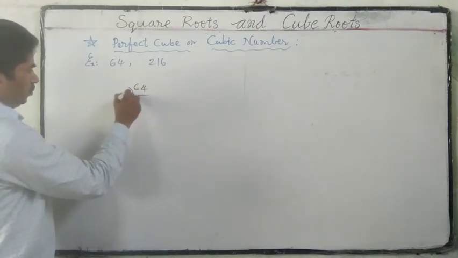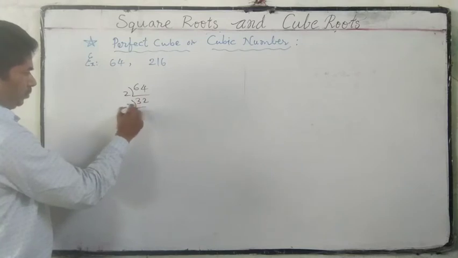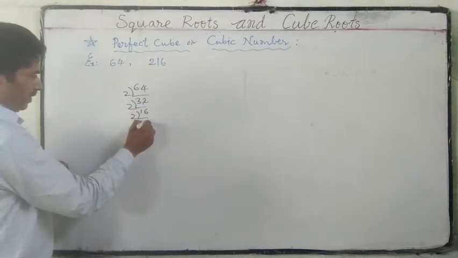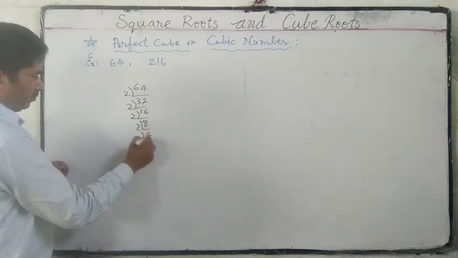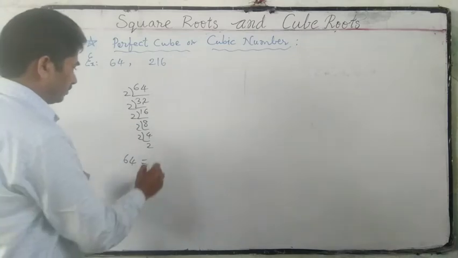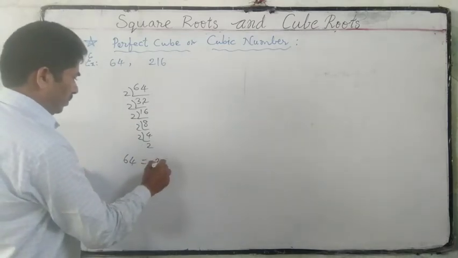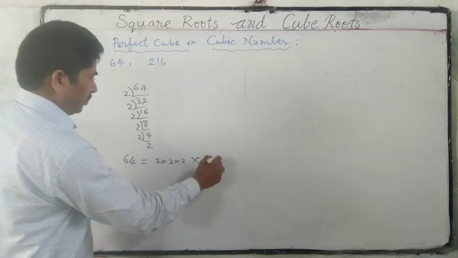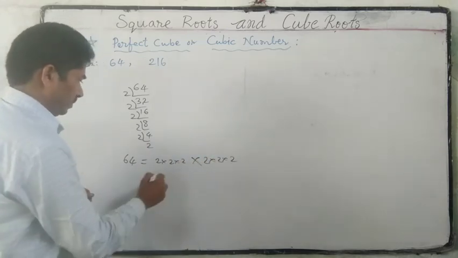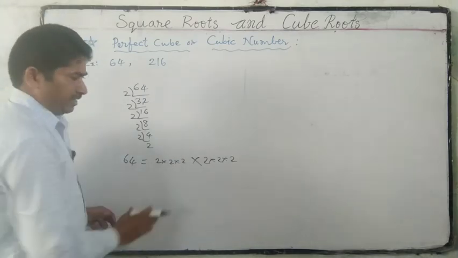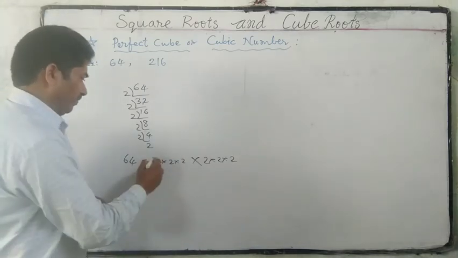64: 2 threes are 6, 2 eights are 16, 2 fours are 8, 2 twos are 4. So 64 is equal to 2 into 2 into 2 into 2 into 2 into 2. So we have factorized it into 3 equal factors.